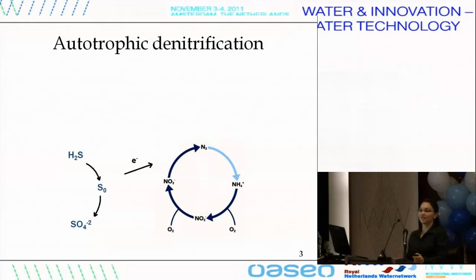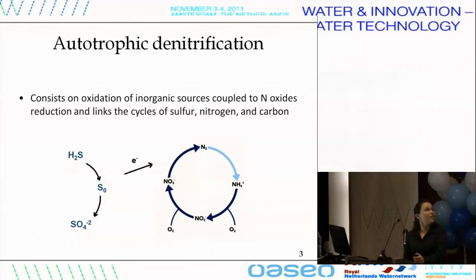Specifically in this research, we studied the process called autotrophic denitrification, which uses the electrons of the oxidation forms like hydrogen sulfide to the process of reduction of nitrogen forms like nitrate and nitrite.